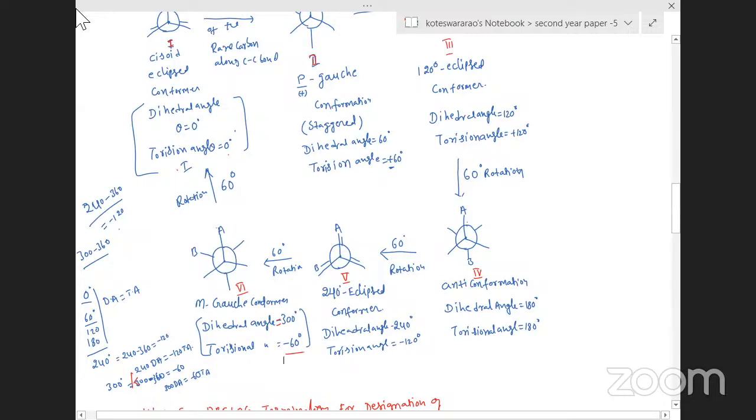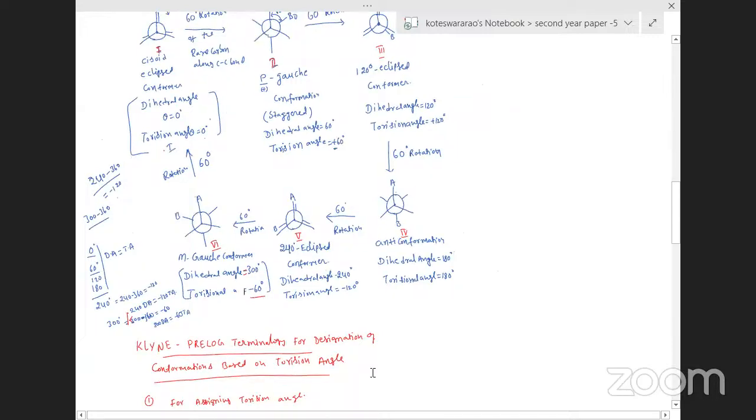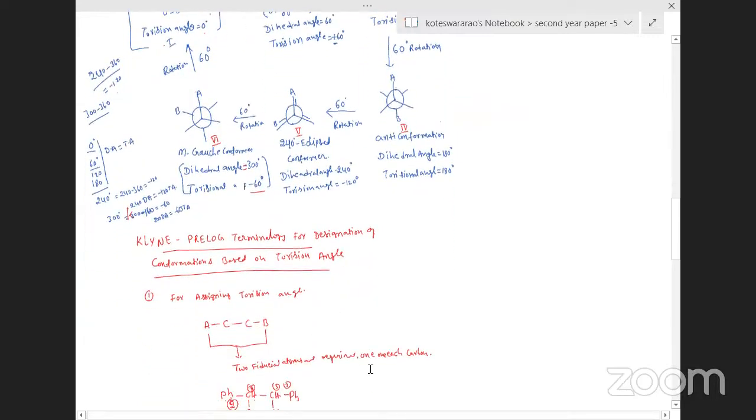After 60 degrees of anti-clockwise rotation, what conformation did we get? Gauche. What is the gauche dihedral angle? Always 300, there is no change. But the torsional angle will change, minus 60. That is the reason the torsional angle concept is introduced for differentiation. Right, I think you followed. Any others?